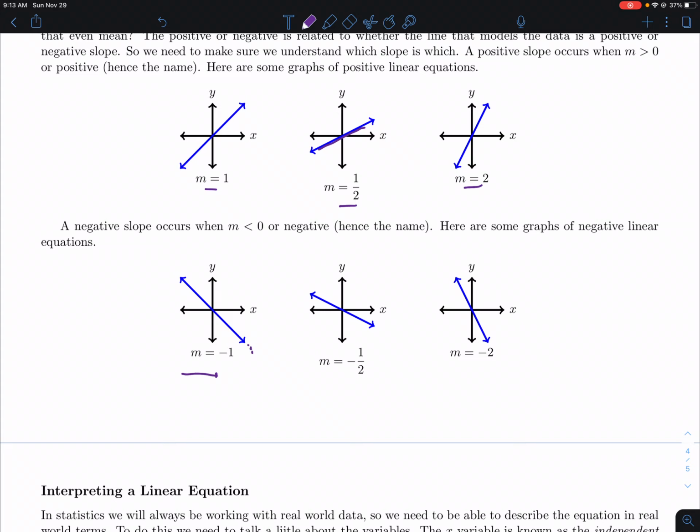But we want to be able to identify, even if we don't know exactly what the number of the slope is, what's negative and what's positive. So again, -1 is just a standard steepness. -1/2 is a little bit flatter. And then -2 is a steeper negative in this case.